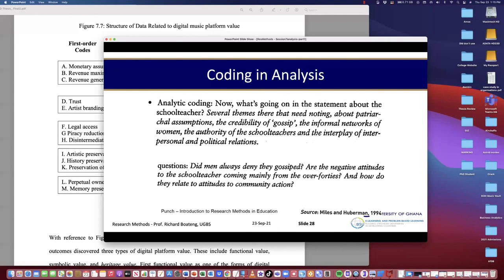Okay. So what can we then see? Because of the axial codes that we have, the patterns we have been able to identify and the axial codes we have been able to put together, we can then ask ourselves certain questions or go to some selective conclusions. Are men saying that they don't gossip? Are the negative attitudes to the school teacher coming from the mainly over 40s? How do you relate to the attitudes to community action?